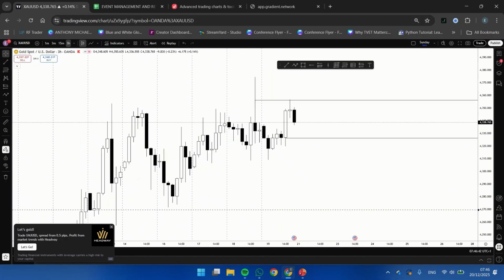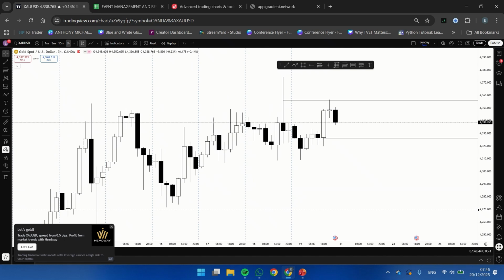So in this case, this is 3 hours, right? So how will I know? This is an expansion, right? Expansion, then this is a retracement, this is an expansion, a retracement, an expansion, a retracement, and an expansion. So this is a retracement and it's trying to make an expansion.